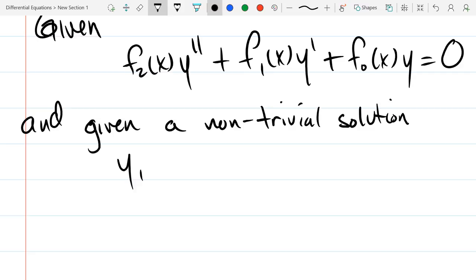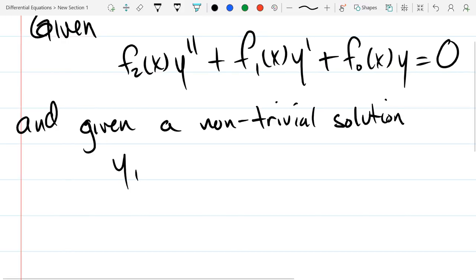We'll call this non-trivial solution y1. So in this particular case, without knowing anything about f2, f1, and f0, what would the trivial solution be? Zero. y equals 0. What's the derivative of 0? Zero. What's the second derivative of 0? Zero. So you plug in 0, 0, 0 for every y, y prime, y double prime. It doesn't matter what those coefficient functions are, you're going to add up to 0. So that's the trivial solution.